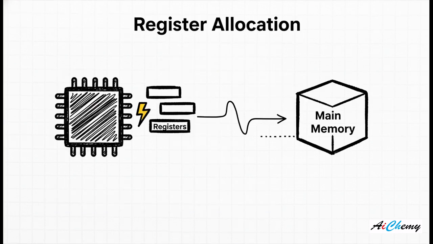Next is register allocation, and wow, this one is a huge deal for speed. Your CPU has a tiny amount of incredibly fast memory right there on the chip, and these are called registers. The generator's job is to figure out what data to keep in these special spots. If you get this right, your code flies, because accessing a register is like grabbing a tool from your belt, while accessing main memory is like having to run to the supply truck across the entire factory floor.